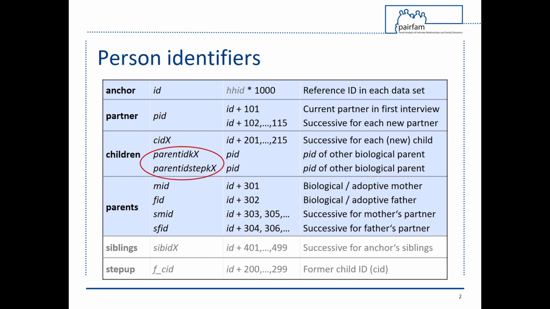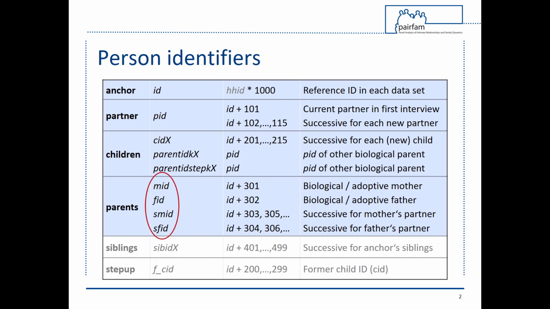The variable parent ID K contains the identification number of a child's other biological parent. The reference is always the anchor respondent. In case a child is an anchor's stepchild, parent ID step K contains the identification number of the child's biological mother or father. Note that these variables can differ from the variable PID, which denotes the anchor respondent's current partner. The other parent of the child might be a former partner.